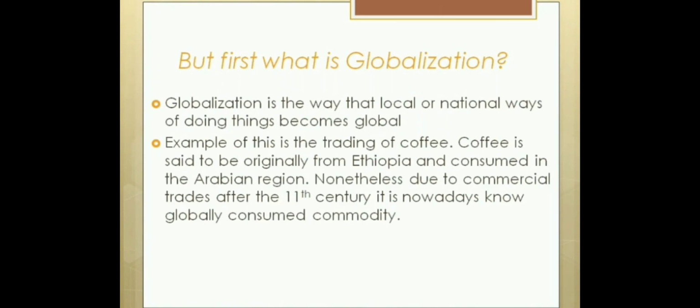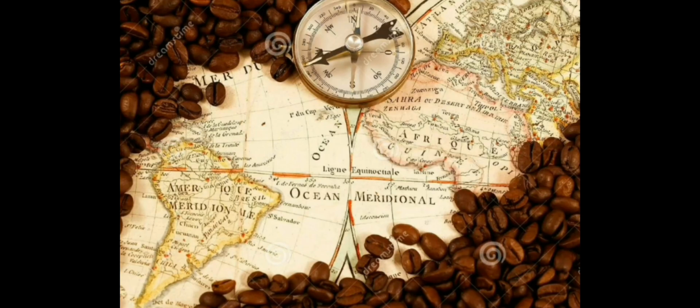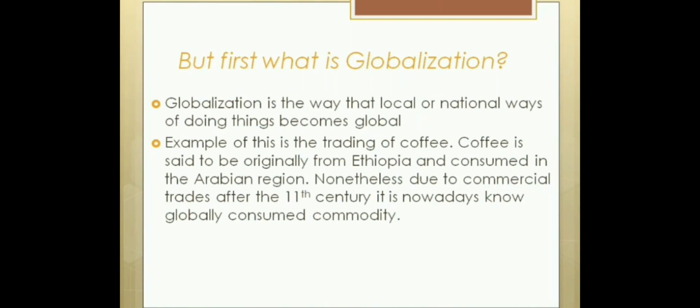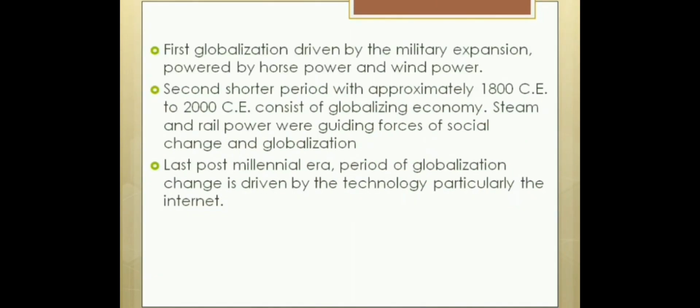Globalization is the way that local or national ways of doing things become global. An example of this is the trading of coffee. Coffee is said to be originally from Ethiopia and consumed in the Arabian region. Nonetheless, due to commercial trades after the 11th century, it is now a known globally consumed commodity. Now let's go back to the three distinct periods of globalization.